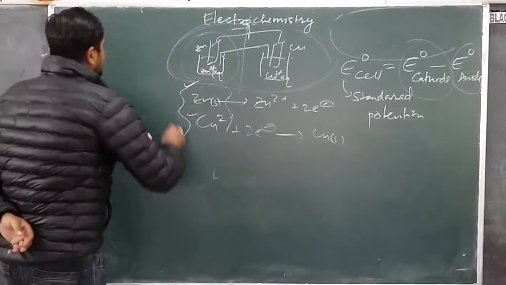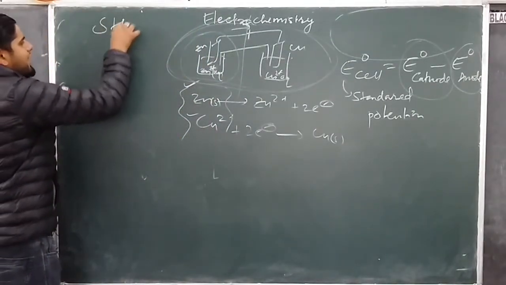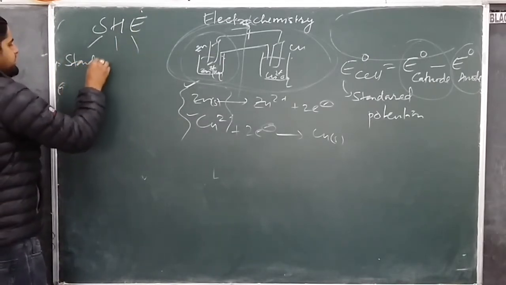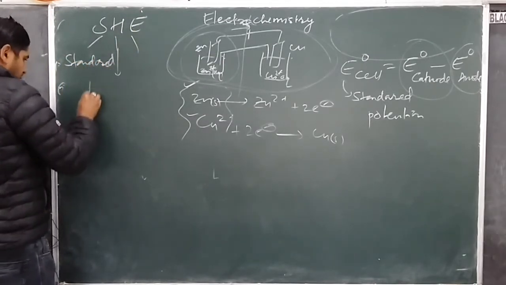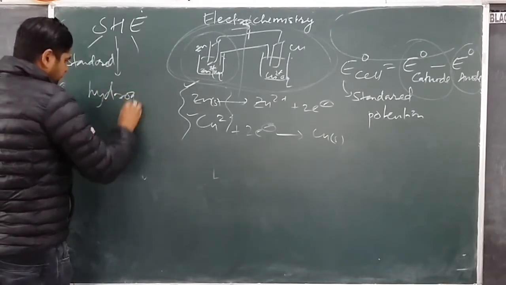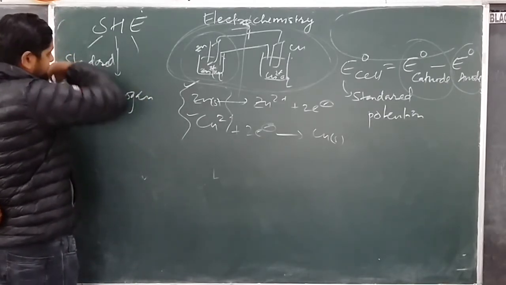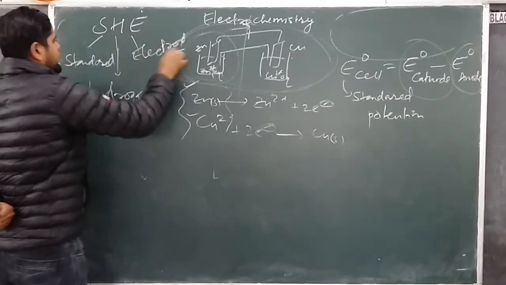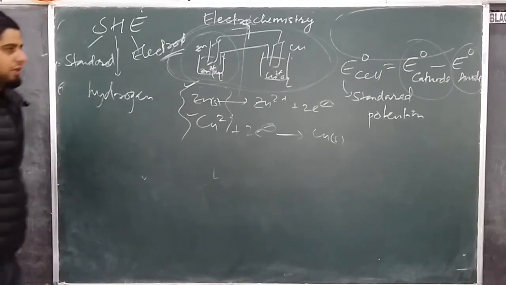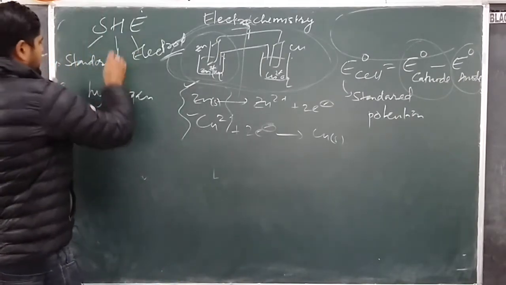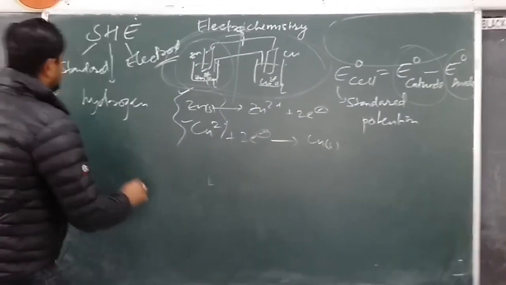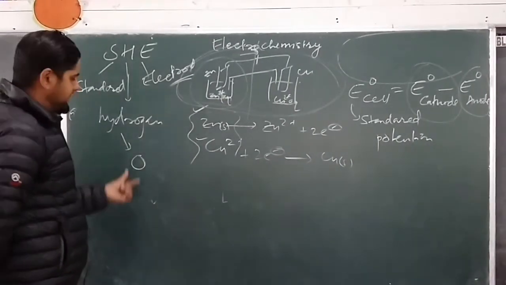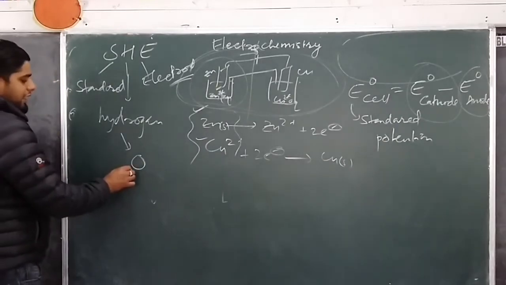So this cell is called SHE, the standard hydrogen electrode. The potential obtained for this is the standard hydrogen electrode potential. So for this the value is 0, the standard value.